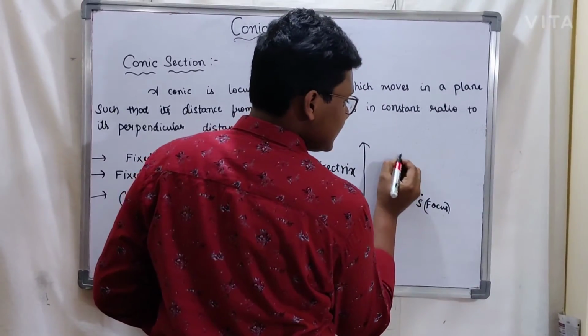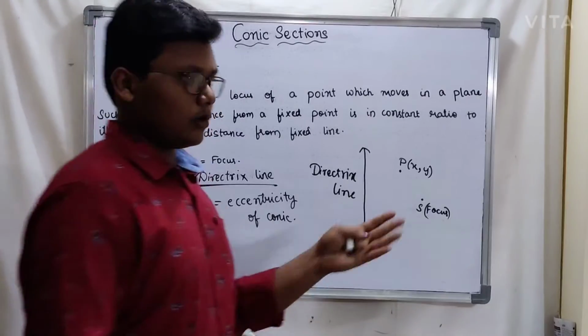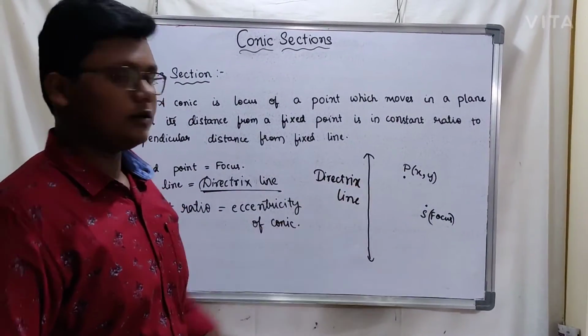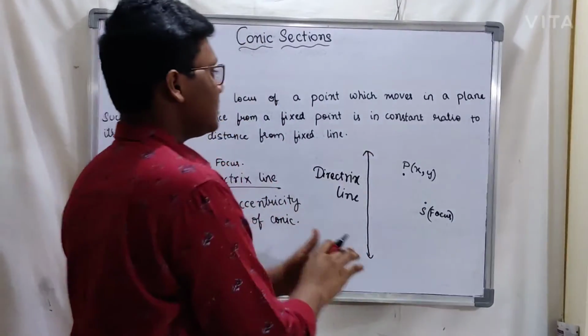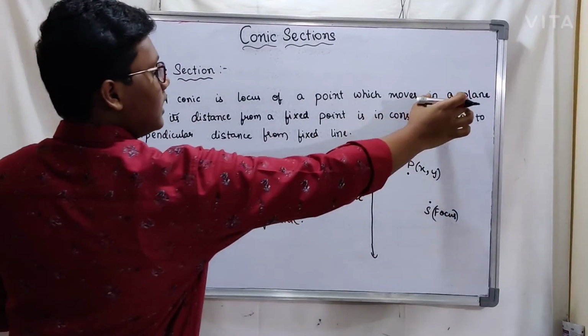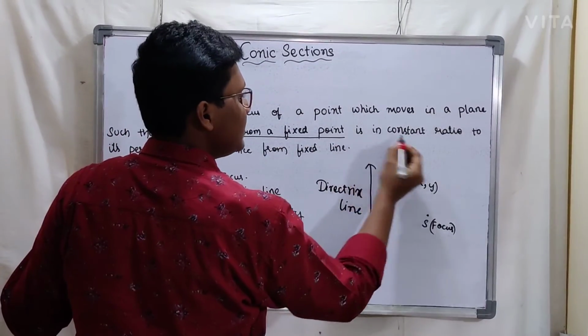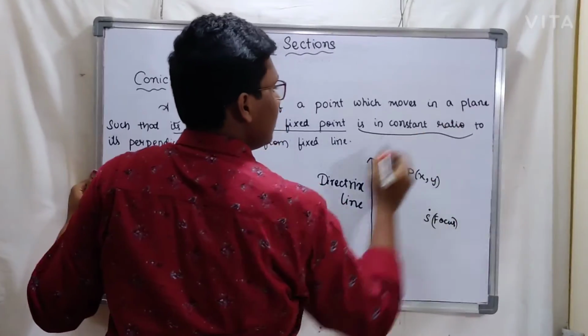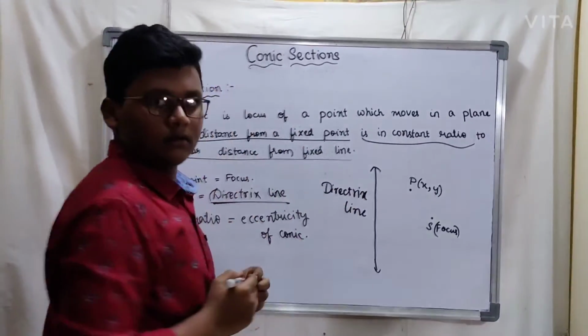We'll denote this as P, x comma y. Mostly, generally, many will use this. This we will denote the locus with P. And here the thing is, in a plane such that its distance from the fixed point is in constant ratio to its perpendicular distance from the fixed line.